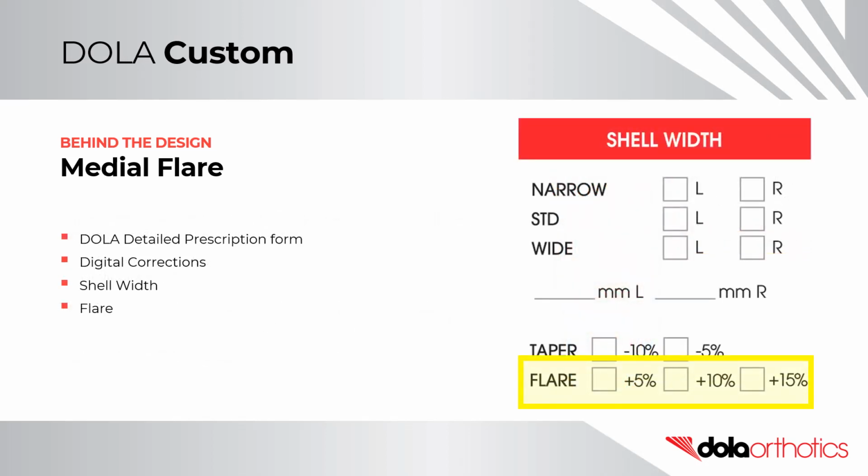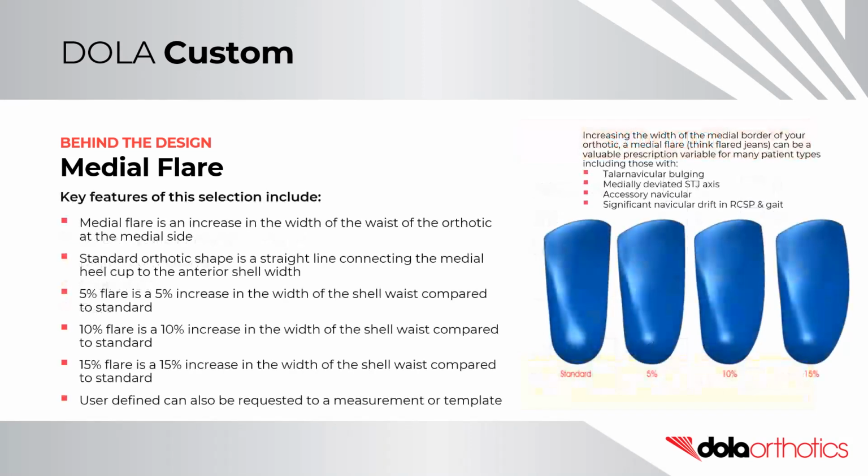They selected the medial flare from the shell width options in the digital corrections of the DOLA detailed prescription form. Key features of this selection include: a medial flare is an increase in the width of the waist of the orthotic or midsection on the medial side. The standard orthotic waist dimension is determined by a straight line from the heel cut width to the anterior shell width as determined by the prescription and the attributes of the cast or scan.